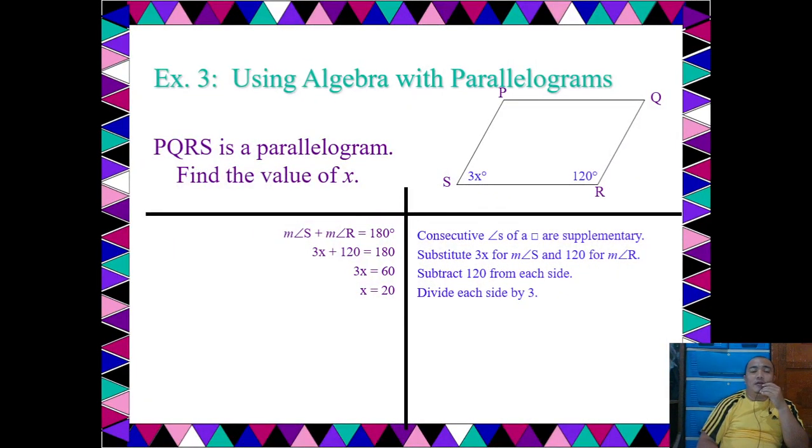Using algebra with parallelograms, PQRS is a parallelogram. Find the value of x. Angle S and angle R are consecutive angles, so that means they are supplementary. Their sum is 180 degrees. So the measure of angle S plus the measure of angle R is 180 degrees. Consecutive angles of a parallelogram are supplementary. So 3x plus 120 is 180 degrees. Substitute 3x for the measure of angle S and 120 for the measure of angle R. Then subtract 120 from each side. 180 minus 120 is 60. 3x equals 60, so divide both sides by 3. Therefore x is equal to 20.